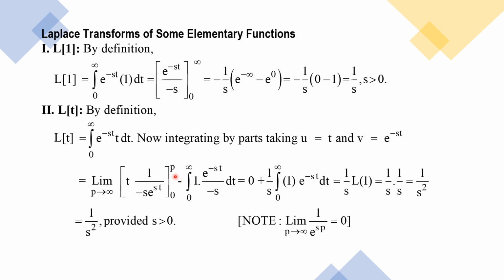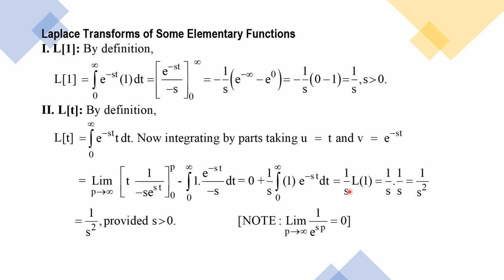This is minus, by the formula of integration by parts. Here the derivative of t is 1, and the integration we write is e power minus st over minus s dt. If we apply the upper limit going to infinity and the lower limit, this whole term goes to 0, and we have minus into minus plus, just 1 over s times the integral from 0 to infinity of 1 times e power minus st dt. You can see that this is the Laplace of 1.